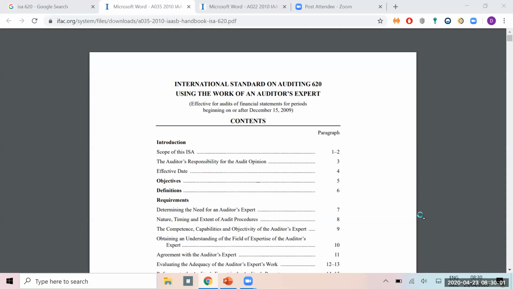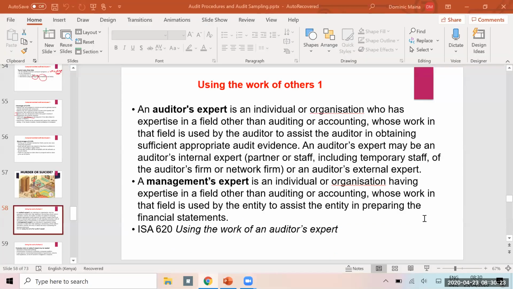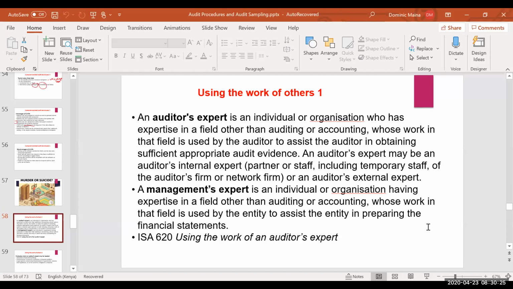And as I said, don't forget these ISAs are on the internet, so you can search for them and download them from the internet. So ISA 620, using the work of an auditor's expert. Moving from the point of what we know to where maybe we have not covered, I already said that we have already discussed ISA 500. I hope you can still remember it.